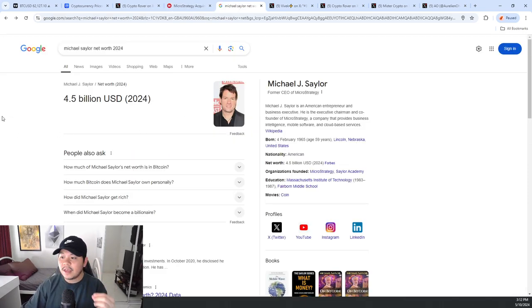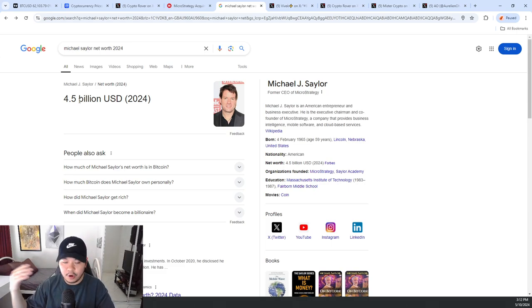And y'all can clearly see Michael Saylor's net worth as of right now is $4.5 billion for this year in 2024. And I really do believe that Michael Saylor will become much, much wealthier. He's already a billionaire, which is already very wealthy, obviously. But Michael Saylor could potentially become one of the richest people on Earth. I really do see his net worth rising into the hundreds of billions of dollars.